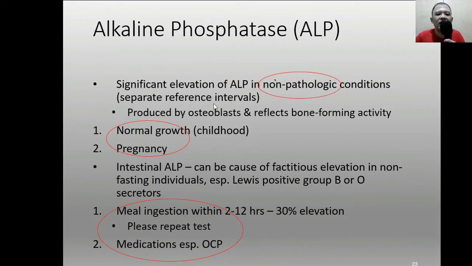Significant elevation of ALP in non-pathologic conditions is very common. For example, in normal growth, secondary to the increase in the growth of the bones. Next is pregnancy. Of course, the fetus, we have the sources there: the placenta, placental ALP, and of course the ALP coming from the bone of the growing fetus.